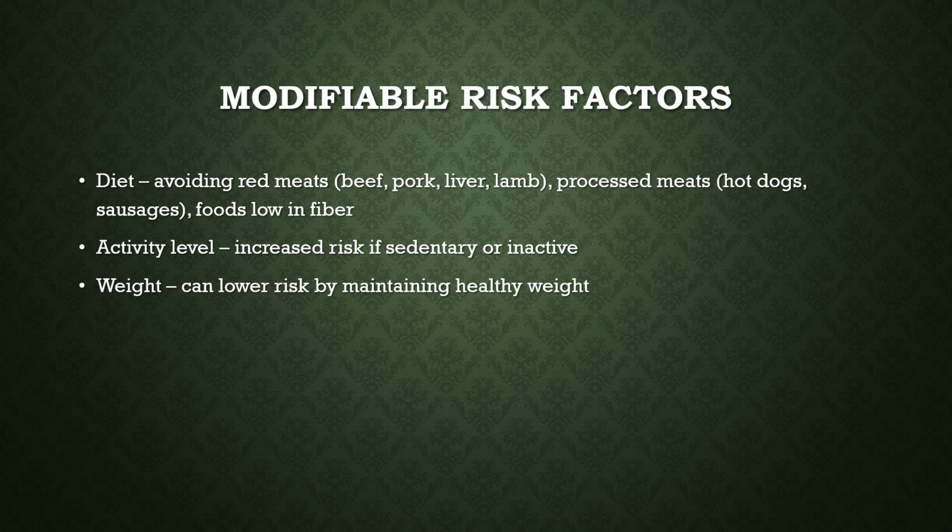Modifiable risk factors, meaning the types that you can do something about to lower your risk, is watching your diet. They find that people that eat a lot of red meat, such as beef, pork, liver, and lamb, processed meats such as hot dogs, sausages, and meatloaves, and foods low in fiber are all contributors to risk factors to those that have developed colon cancer in the past.